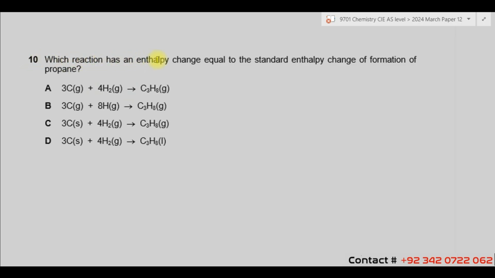Question 10. Which reaction has an enthalpy change equal to the standard enthalpy change of formation of propane? For this you need to understand what is enthalpy change of formation. In enthalpy change of formation we have 1 mole of product, which in this case is propane, formed from the elements in standard states.